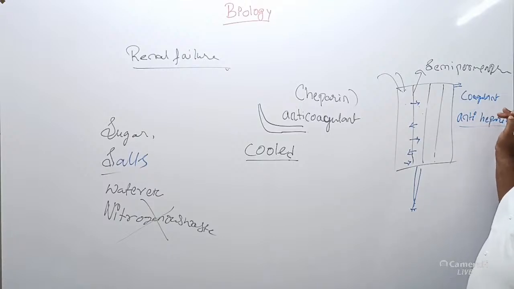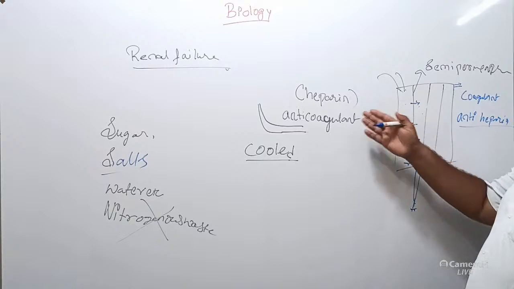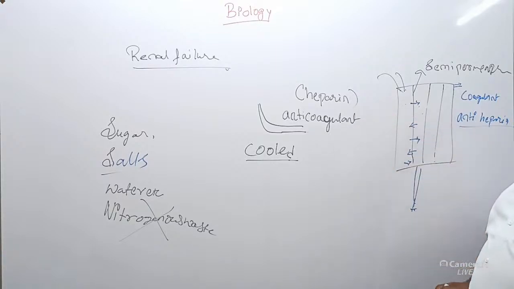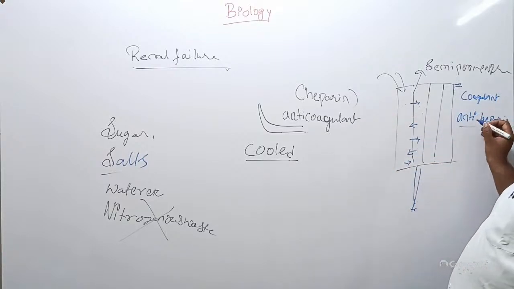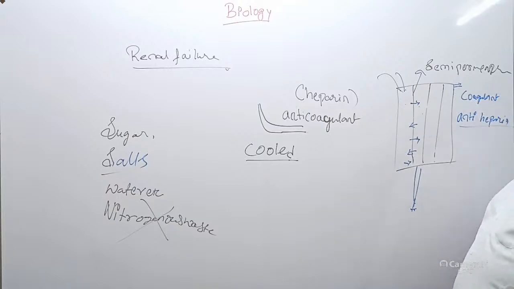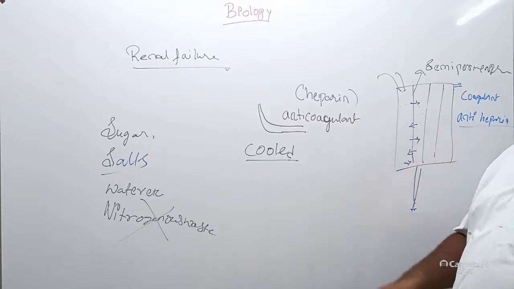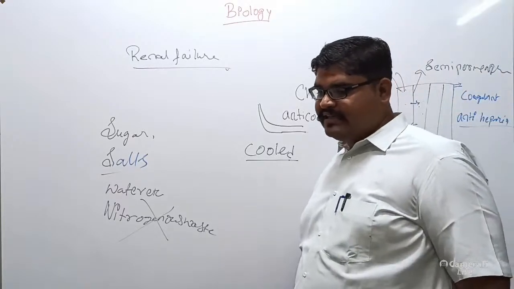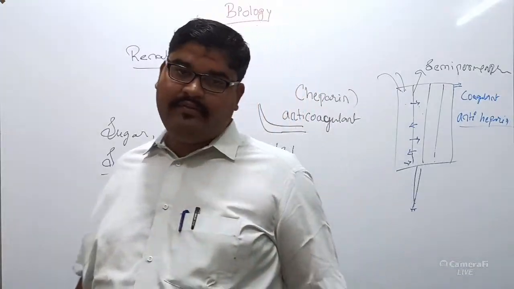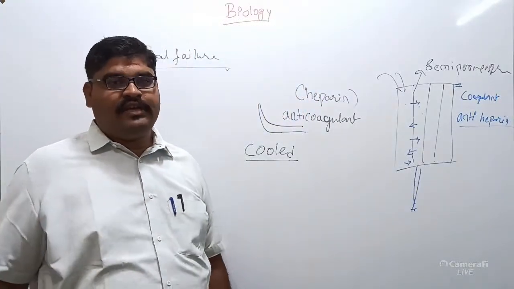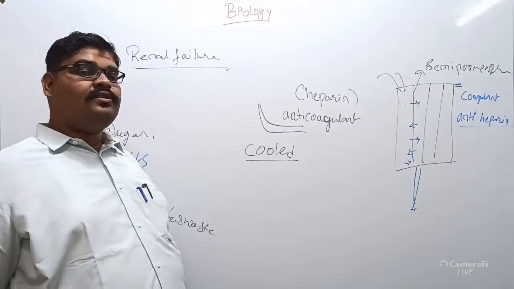So we need to take care that the normal nature of the blood is maintained in our body. So we do not want any anticoagulant factors to go into our body. So what do we do? We add a coagulating factor that is antiheparin to the blood, and that blood is once again pumped back to our body. That is a person who is suffering with a kidney failure. So this is what is actually happening in the dialysis process.